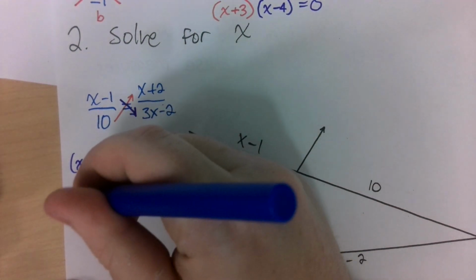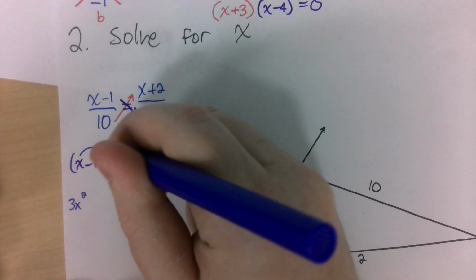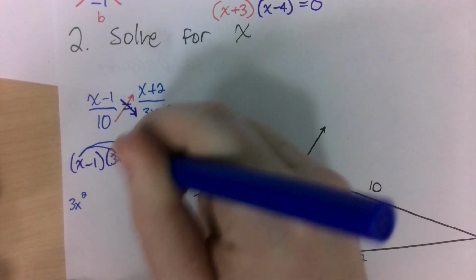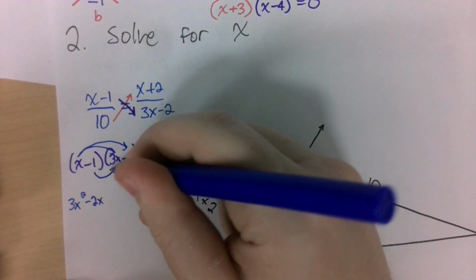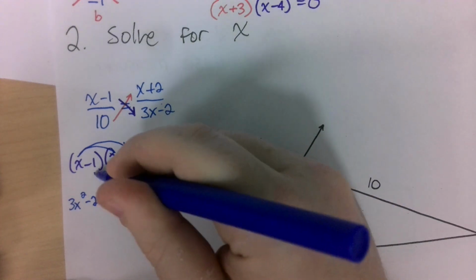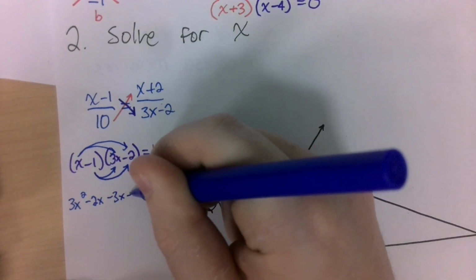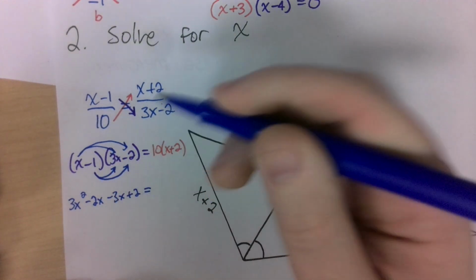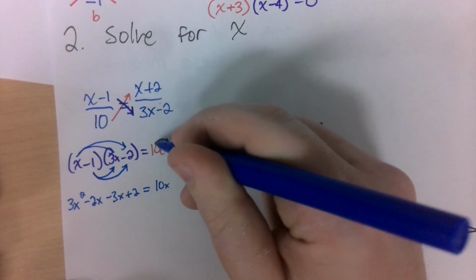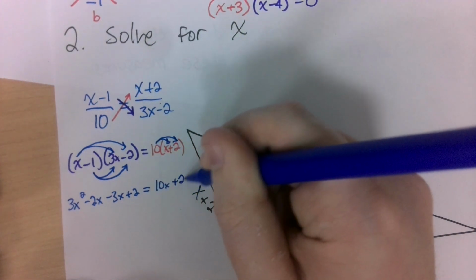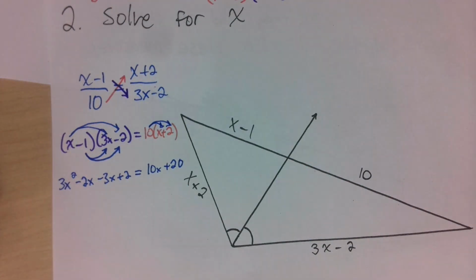X times 3x is 3x squared. X times negative 2 is minus 2x. Negative 1 times 3x is negative 3x. Negative 1 times negative 2 is positive 2. And this will equal 10 times x, which is 10x, 10 times 2, which is 20.